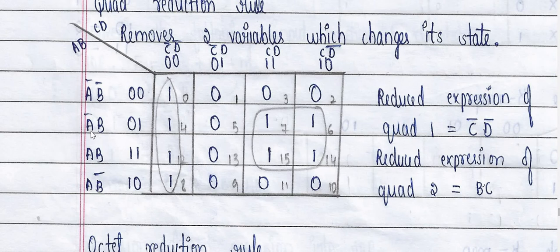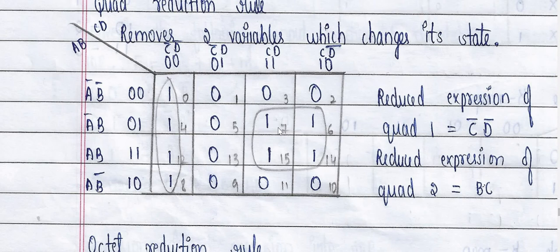Okay. Then the top side. Consider the top side of quad 2, CD and CD bar. Which variable is changing? D is changing to D bar. So, which variable will be there? C will be there. We can remove the variable D. So, the reduced expression of quad 2 is equal to BC.